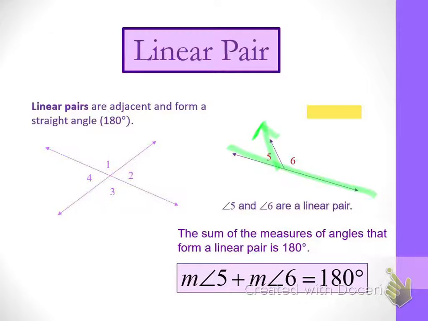They're all around us. All of the center blocks, if you look up above all of the lines, right? The vertical angles are opposite of each other. The linear pairs will be right next to each other.